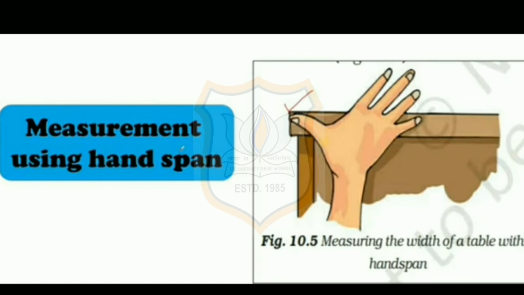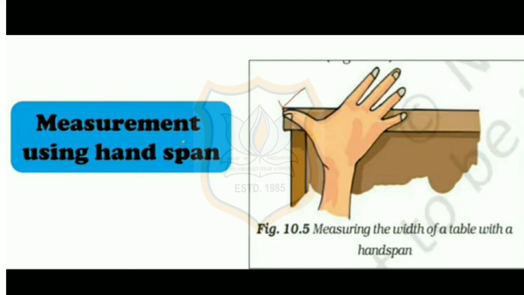Now ask your younger brother or sister to measure the length of the table by his or her handspan. It is also 8 handspans. Now it's about 10 handspans. So this activity shows the conclusion that handspan is not a reliable unit for measuring the length of the table.